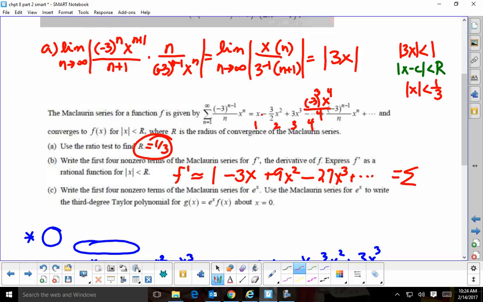Whenever I see this rational expression, what kind of test is popping into my mind? Geometric. When I see this rational expression, I'm thinking geometric, a over 1 minus r. As soon as I see that, that's what's popping into my mind. So I'm trying to figure out what's my a and what's my r here.